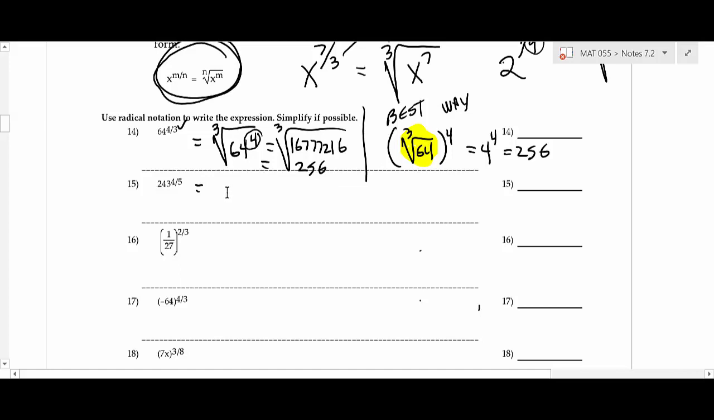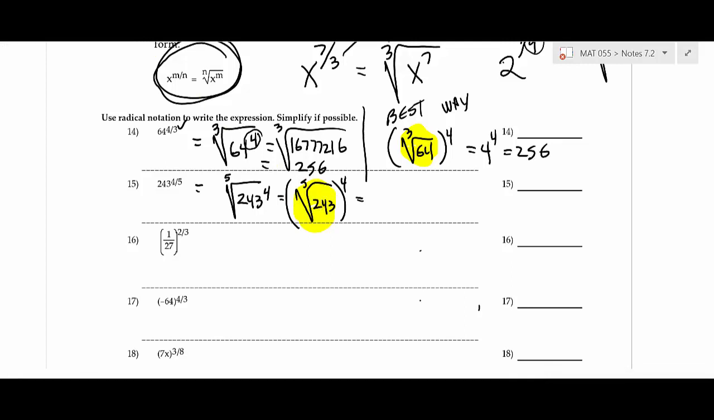Okay, next problem. Let's do this like this. So what are you going to have? You're going to have what root? Is that going to be a 4th root or 5th root? 5th root. Okay? Then we're going to have the 243 to the 4th power, but instead of doing it that way, do the 5th root of 243, the whole thing to the 4th power. It's better that way, in my opinion. And once you practice, you'll get to a point where you start memorizing some of these. You really will. Do you know what the 5th root of 243 is? We already did that today. It's 3. If you don't know, work it out.